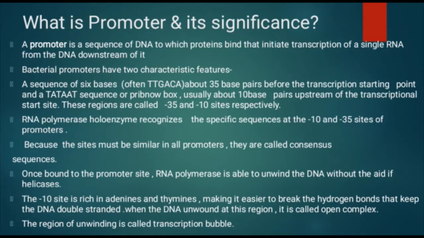Bacterial promoters have 2 characteristic features. A sequence of 6 bases, often TTGACA, about 35 base pairs before the transcription starting point, and a TATAAT sequence or Pribnow box, usually about 10 base pairs upstream of the transcriptional start site. These regions are called -35 and -10 sites respectively. You don't have to be confused about what is the -35 site and what is the -10 site.